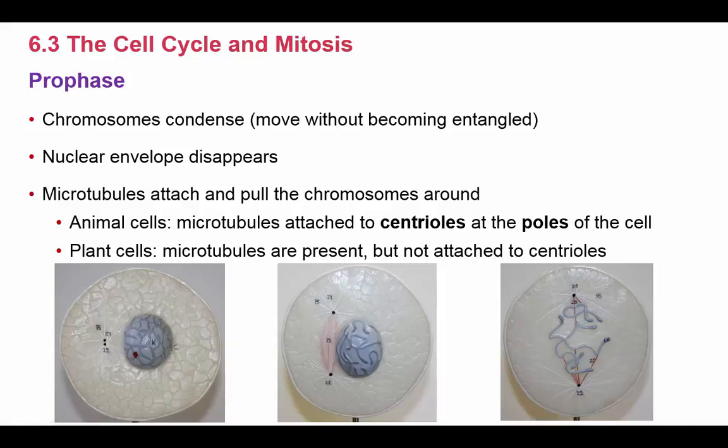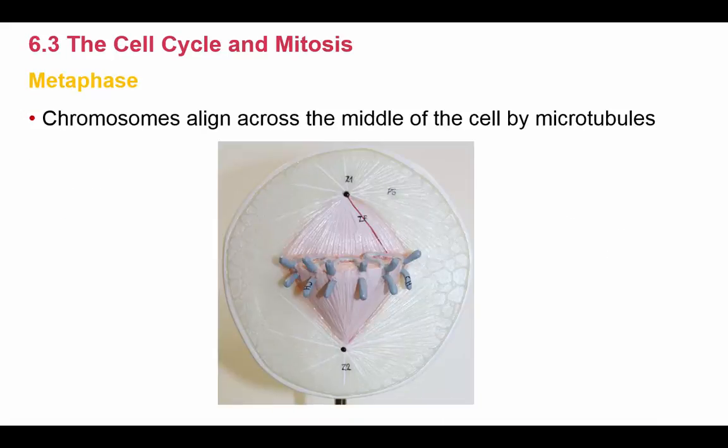Now, once the cell has completed prophase, it then moves into metaphase. Those chromosomes are pulled by the microtubules to align them across the middle. You'll notice, here's a centriole, here's all those fibers, or filaments, those microtubules. They're attached to the chromosomes and then move them to the middle.